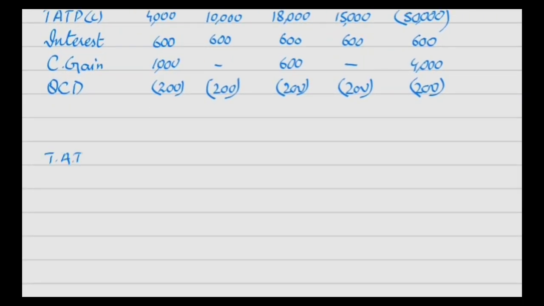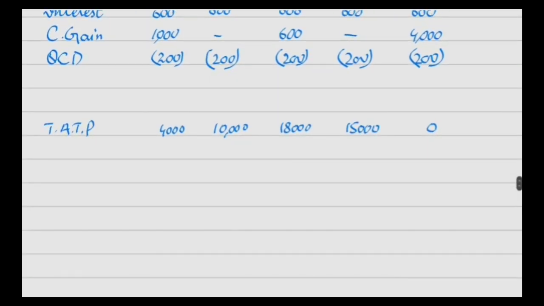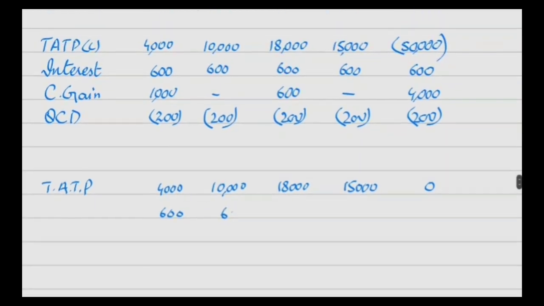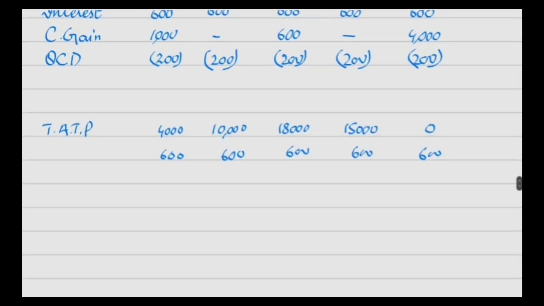Tax adjusted trading profit for the first year is 4,000, then 10,000, 18,000, 15,000 and 0. Then interest income is 600, and every year this is 600. Capital gain is in the first year 1000, in the third year 600, and in the final year 4000.